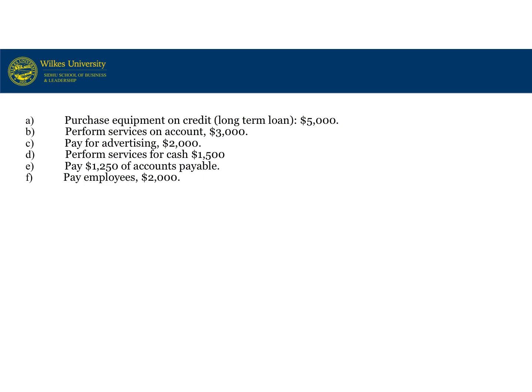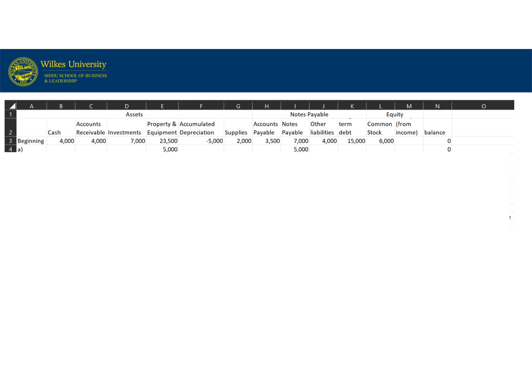Now we'll use all these transactions to show the impact. A, purchase equipment on credit. In this case, it's going to be a long-term loan for $5,000. B, perform services on account, $3,000. C, pay for advertising, $2,000. D, perform services for cash, $1,500. E, pay $1,250 of accounts payable. And F, pay employees $2,000. As we go through the transactions, you'll see what happened.